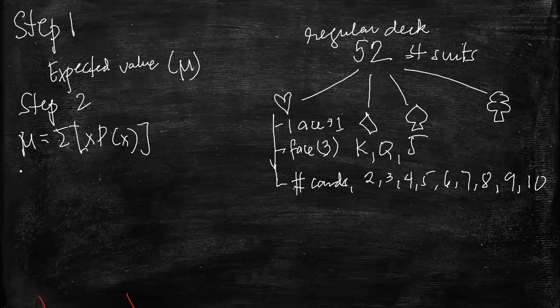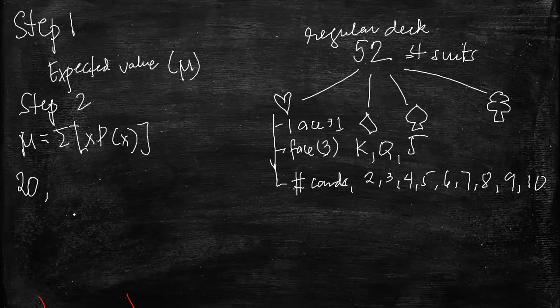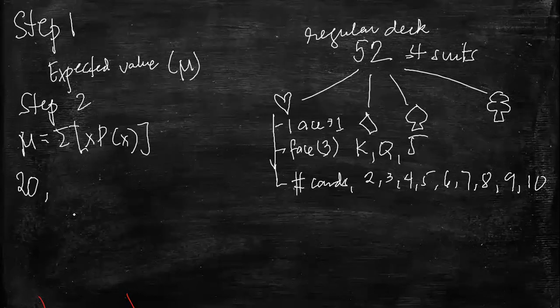Ano yung mapapanalunan natin pag ace card? Magkano daw? 20. Okay, 20. Ngayon, ano ang probability na mananalo tayo ng 20? 4 over 52. Okay, 4 na ace card sa isang regular deck of cards. Bakit 4? 1 ace card per suit. Ilang suit meron? 4. Okay?